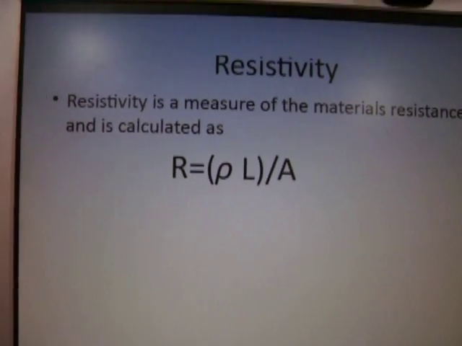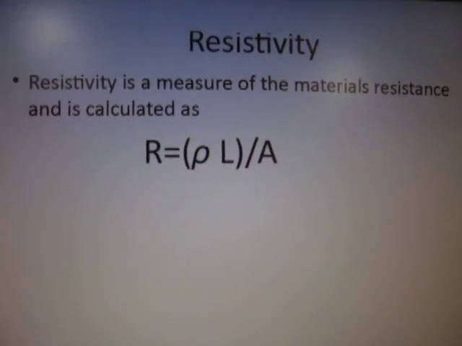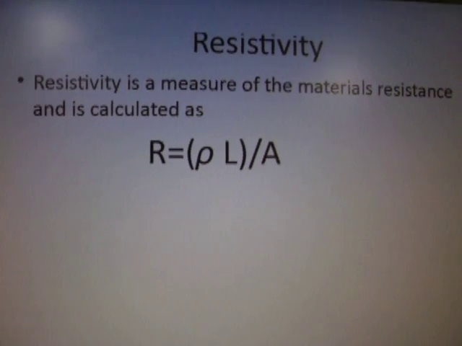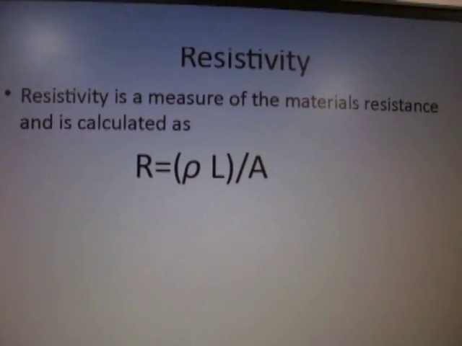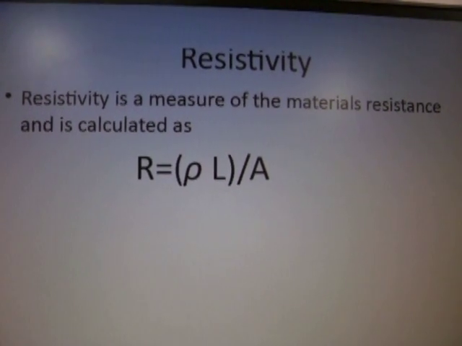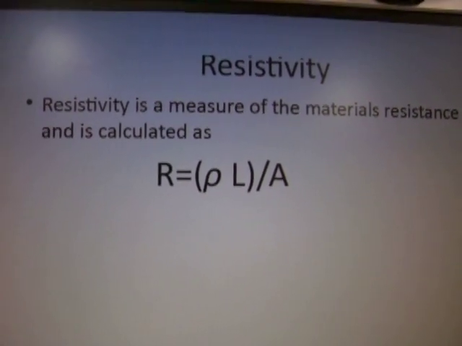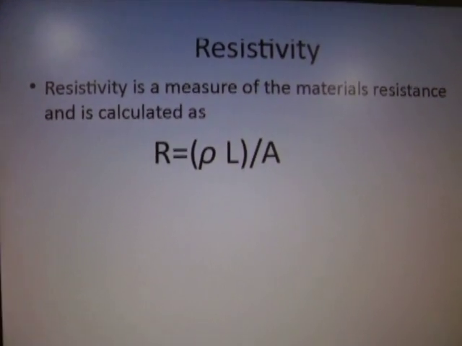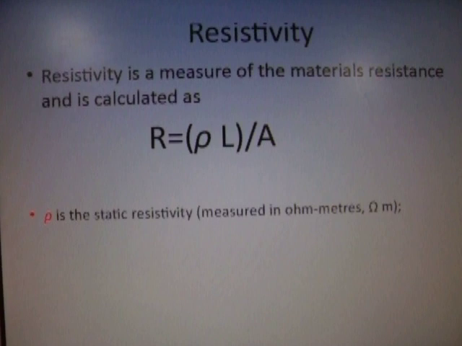Now R equals rho L over A. That is to measure the resistivity of the conductor in respect of its length and its cross-sectional area. Okay? And again, it will tell you here what those represent. Now do a calculation for yourselves.